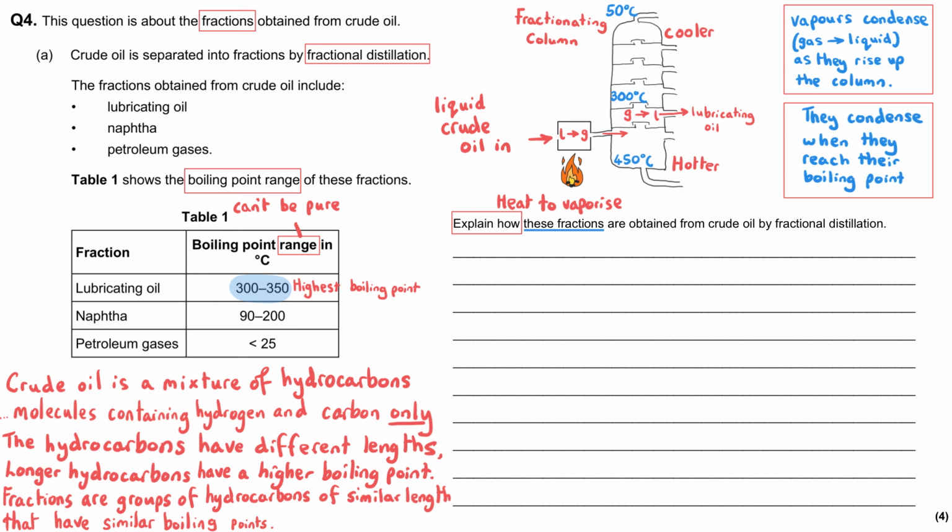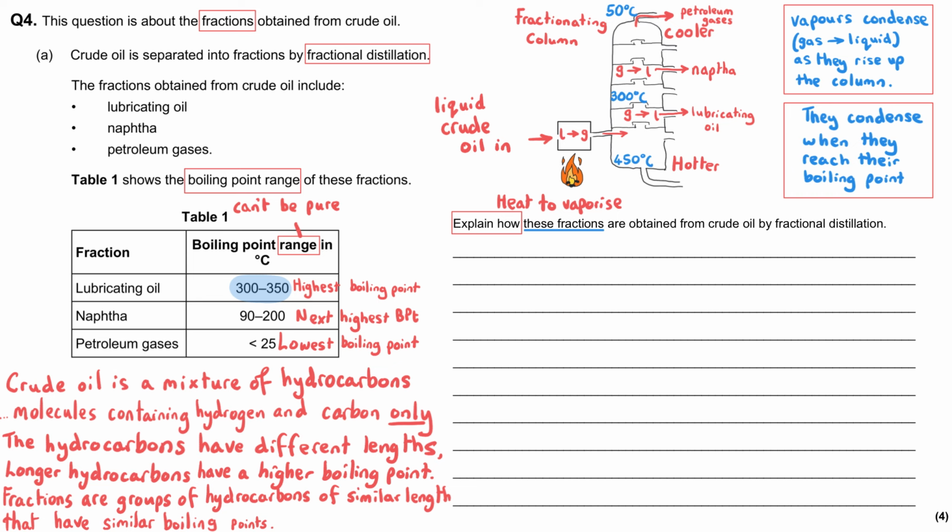The naphtha will condense next out of these 3 because its boiling point is the next lowest, and the petroleum gas will either condense at this level or possibly not even condense at all because it will have the lowest boiling point of all. And so the petroleum gases are actually unlikely to condense in this column.